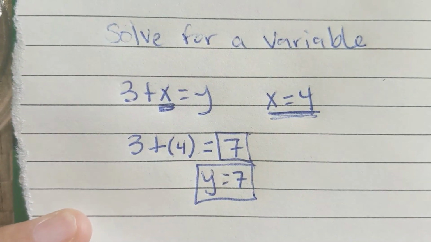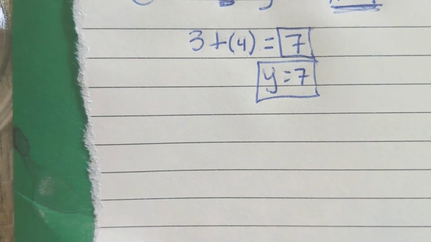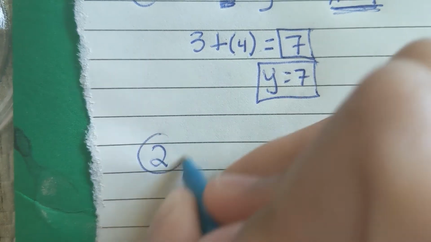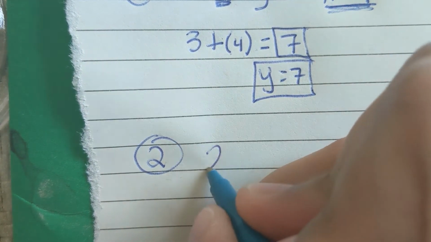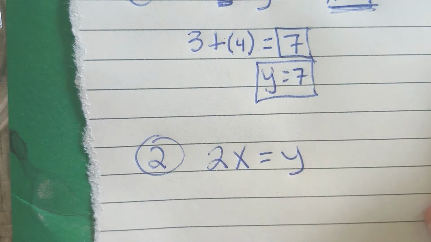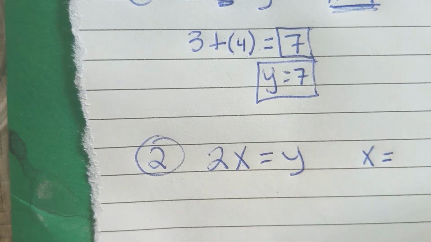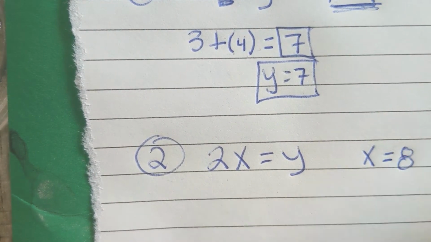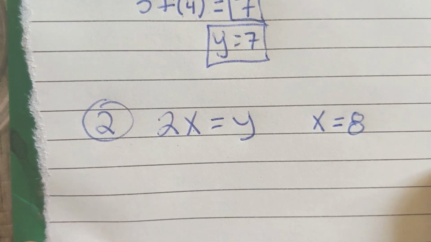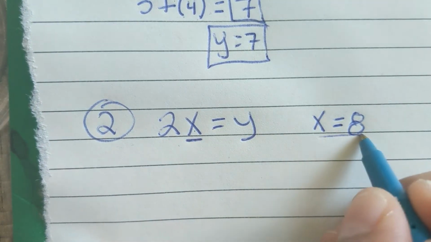So let's do another example where I'm saying that multiplication and the parentheses will make sense, okay? So this was example number 1. Example number 2. Let's say we have 2x is equal to y, okay? So, and we know that x is equal to, let's say, 8. All right, so again, we know that x is equal to 8.